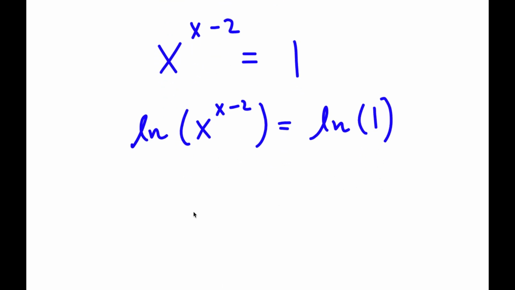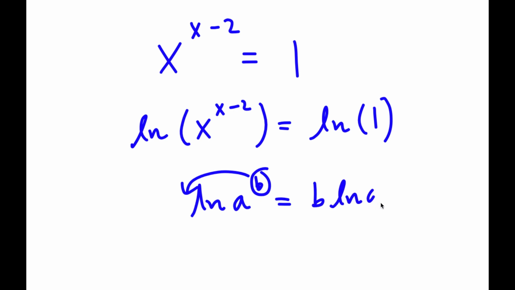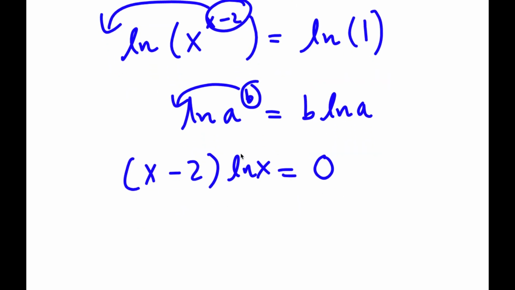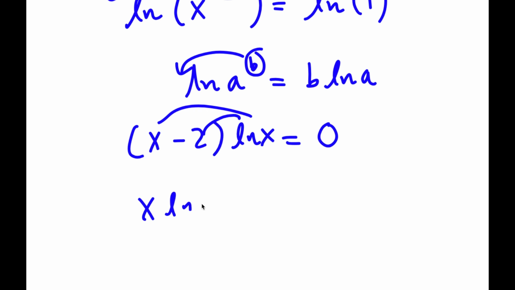And if I have something in the form ln a to the power of b, I can actually move this exponent b to the front. So this can equal b times ln a. In this case, ln x to the power of x minus 2, I can move x minus 2 to the front. So this can equal x minus 2 times ln x, which is equal to ln 1, which, if you guys already know, is 0. Now, if I distribute the ln x, well, x times ln x, that's x ln x, negative 2 times ln x is negative 2 ln x. Now I have this is equal to 0.